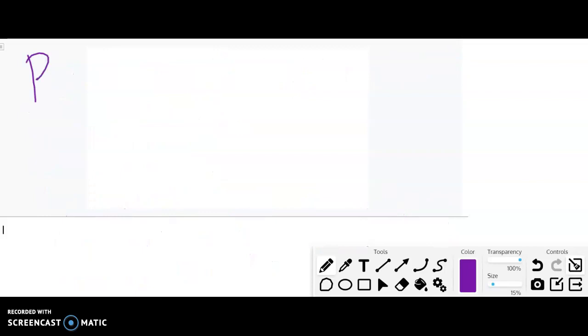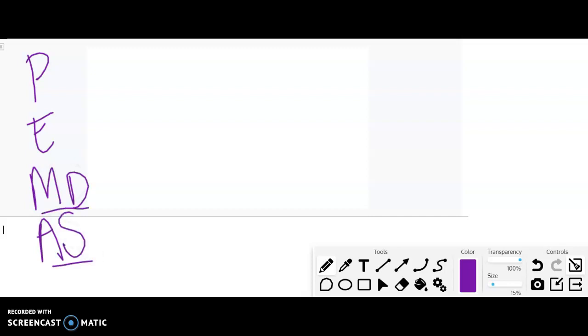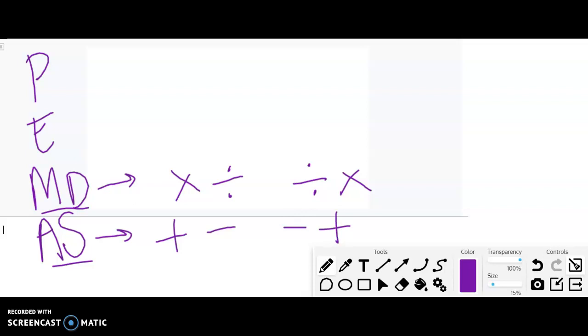So we have P, E, although we don't do that, M, D, A, S. And the reason I write these on the same line is because we do these ones from left to right. So that means sometimes I multiply, then I divide. Sometimes I'll divide, then I'll multiply. Or sometimes I'll add, then subtract. Sometimes I'll subtract and then add, depending on which comes first from left to right. So let me show you what I mean.